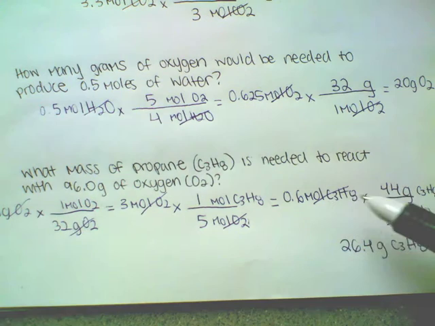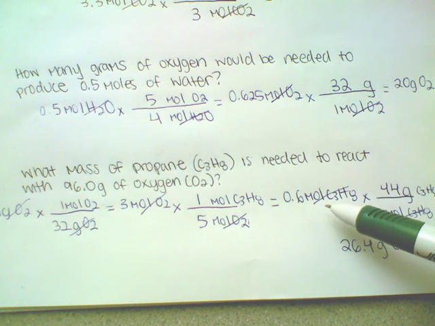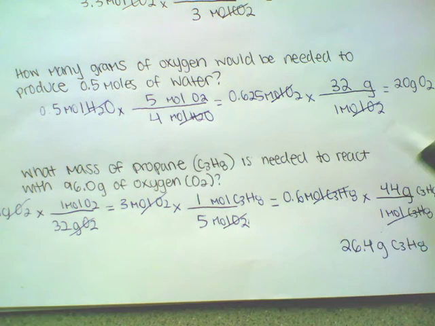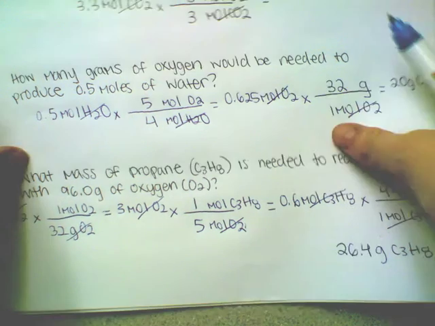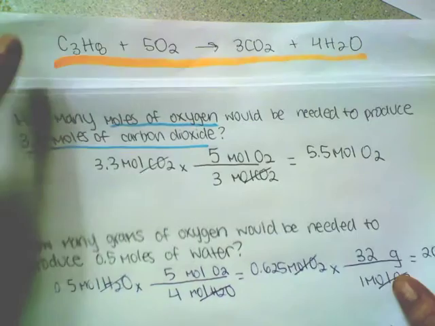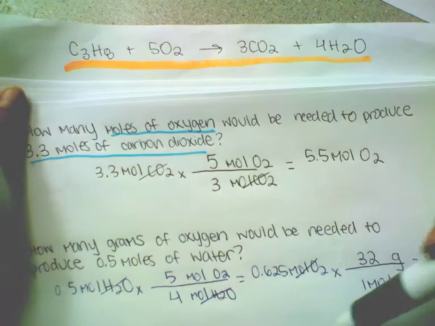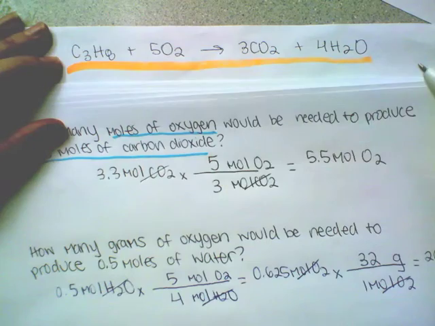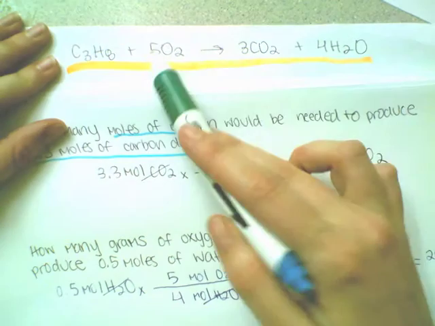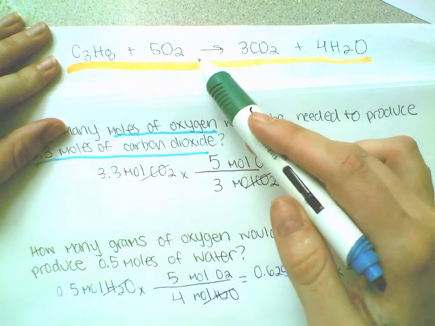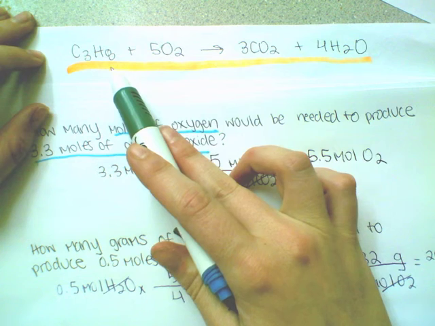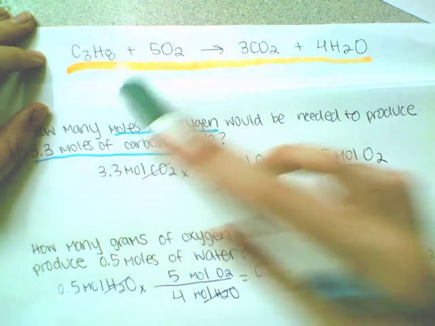Once we figure out how many moles we're dealing with, we change our recipe. In this example, it said what mass of propane is needed to react with 96 grams of oxygen. So we look back at our reaction. It says react with because they're both reactants. So if we want to use up all of our oxygen, all 96 grams, we need to figure out how much propane we need. We're trying to use all of them up.